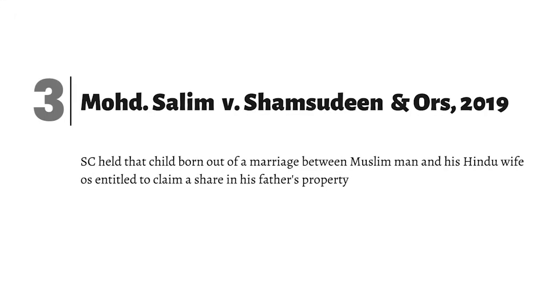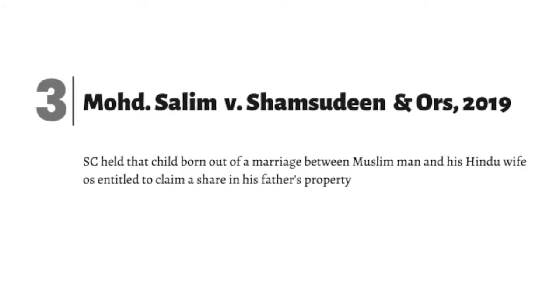Third case is Mohammed Salim versus Shamsudeen, and it's a case of the year 2019. See, in the instant case, the marriage in question was an irregular marriage, or we call it a fasid marriage, to which the court held that the legal effect of such a marriage is that in case of consummation, though the wife is entitled to get dower, she is not entitled to inherit the properties of the husband. But the child born in this kind of marriage will be treated as legitimate, just like in a case of a valid marriage. And that child will be entitled to inherit the property of the father. So this was held in the Mohammed Salim case.